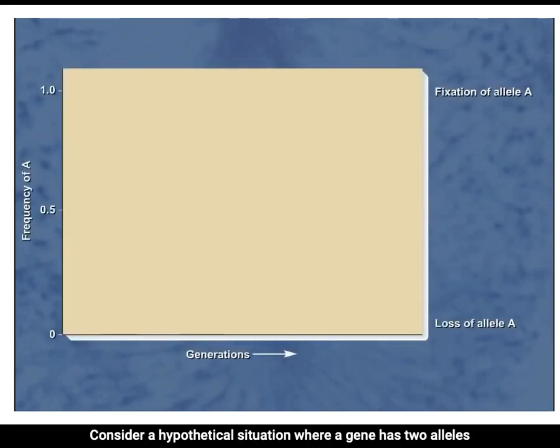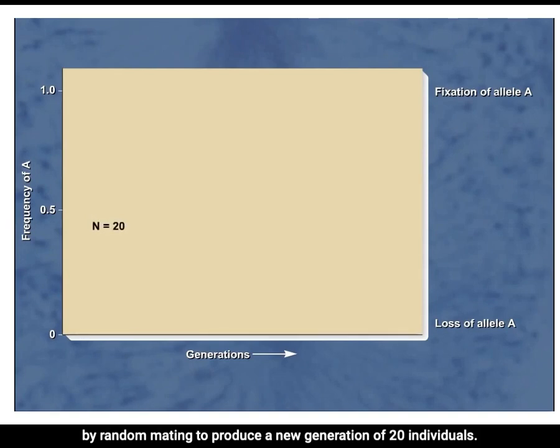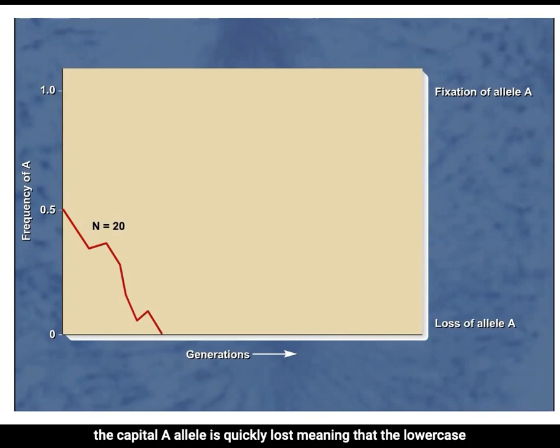Consider a hypothetical situation where a gene has two alleles, capital A and lowercase a. Each allele is present at the start at a frequency of 0.5. We will follow the frequency for the capital A allele. If the starting population is 20 and is sampled from by random mating to produce a new generation of 20 individuals, then dramatic changes in allele frequency are likely. For this sampling, as the process continues for future generations, the capital A allele is quickly lost, meaning that the lowercase a allele becomes fixed in the population.